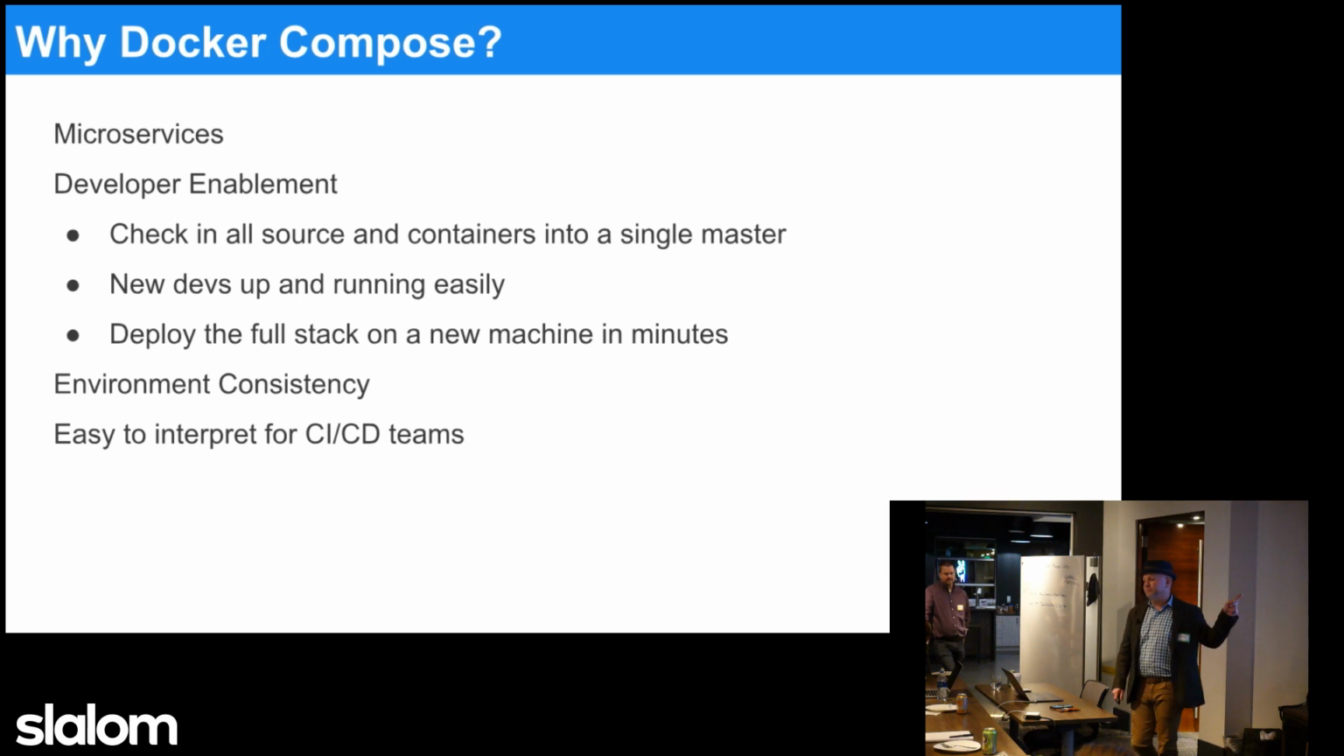It's easy to interpret for CI/CD teams. I say that with Terry sitting in the back struggling with something right now, but if you're trying to figure out how to get a CI/CD pipeline to work correctly, Docker Compose gives you a blueprint of how the services are meant to work together. Because you can follow all the port mappings, you can see the logic of what's supposed to talk to what. So it gives you a roadmap of a working system.